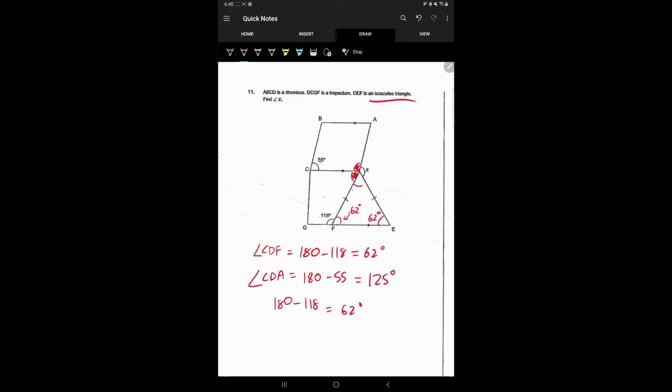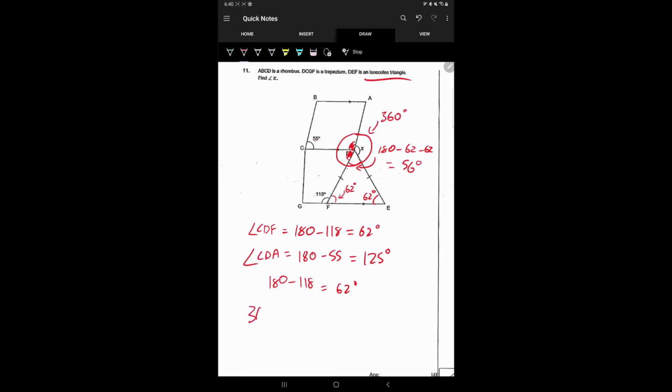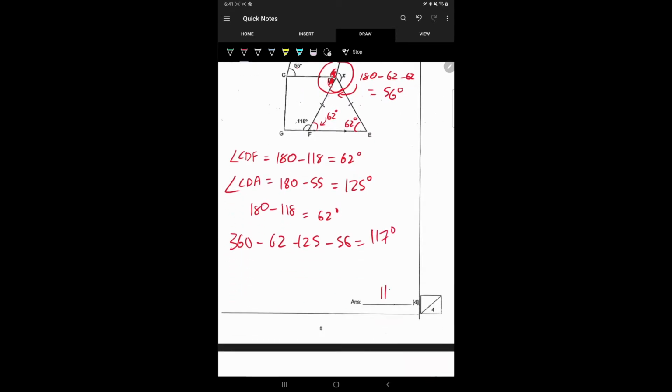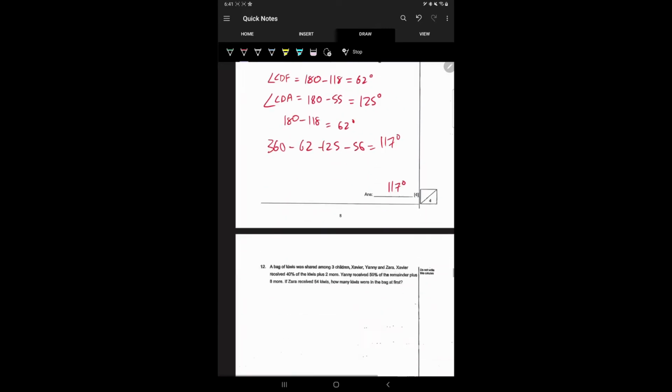So in a triangle, you know that the total sum of all the angles is 180 degrees. So this part is basically 180 minus 62 minus 62, which is 56 degrees. Then this whole thing, you know, it's 360 degrees. So 360 minus 62 minus 125 minus 56 will give you 117 degrees, which is x. So the answer is 117.